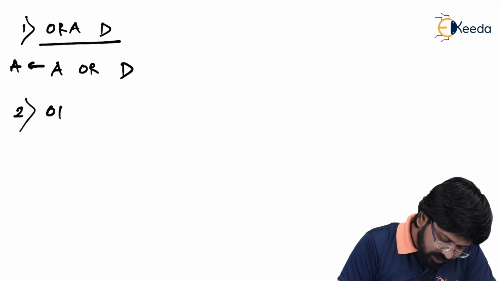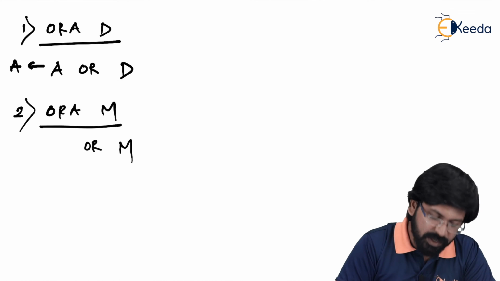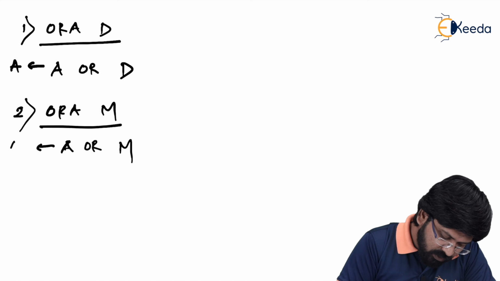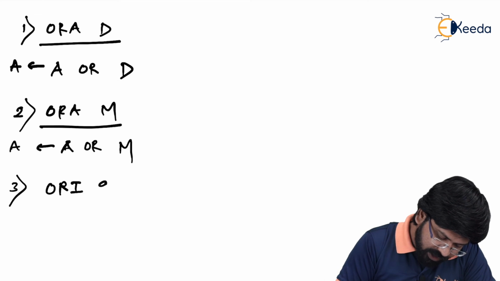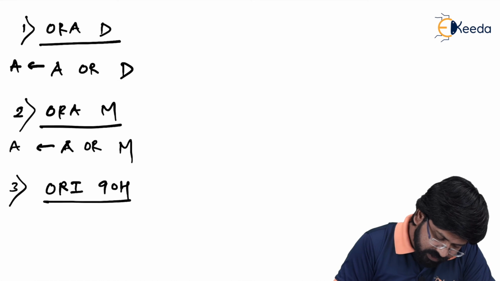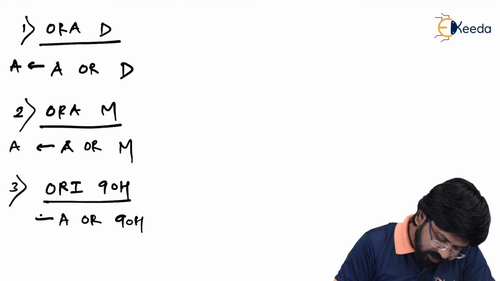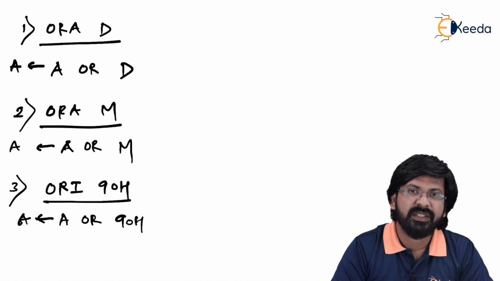Second instruction you can write like this, ORA M. So what it does, instead of D, now it is ORing the content of memory as pointed by the HL register pair with A, and the answer goes to A. Third example you can say ORI 90 hex. So what it does, 90 hex gets logically ORed with A, and the answer goes to A. Is that right?